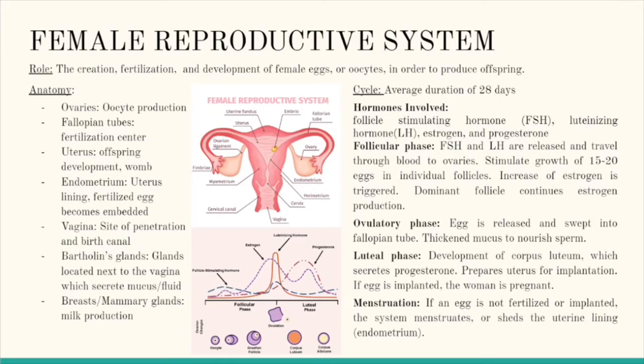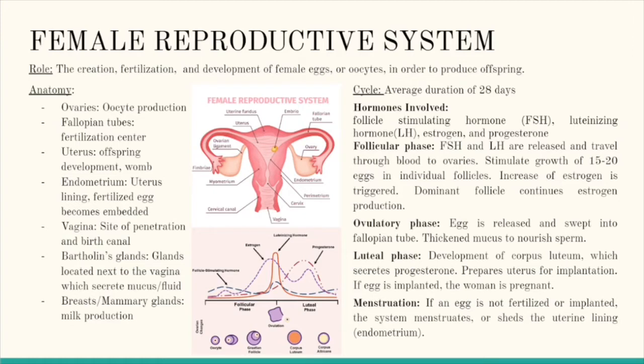The system we are studying is the female reproductive system. In this system, the main role is the creation, the fertilization, and the development of female eggs or oocytes in order to produce offspring. The anatomy includes the ovaries, the fallopian tube, the uterus, the endometrium, the vagina, the Bartholin's glands, and the breast/the mammary glands.